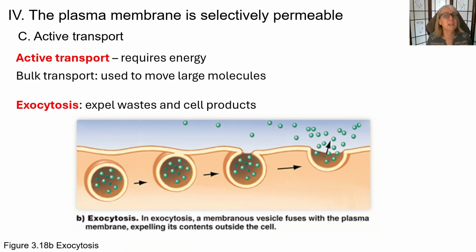The cell can also get rid of things by drawing a vesicle closer and closer using the cell skeleton to the edge of the plasma membrane, and then basically smushing it into the plasma membrane until the contents of what was in the vesicle end up on the outside. That is a type of bulk transport called exo. This is outside. Cytosis is cell. We're getting rid of things that the cell had made, products, and expelling wastes. When this happens, often for you, it means you're pushing molecules into your bloodstream so that they can be transported around your body or removed if they're being filtered out.